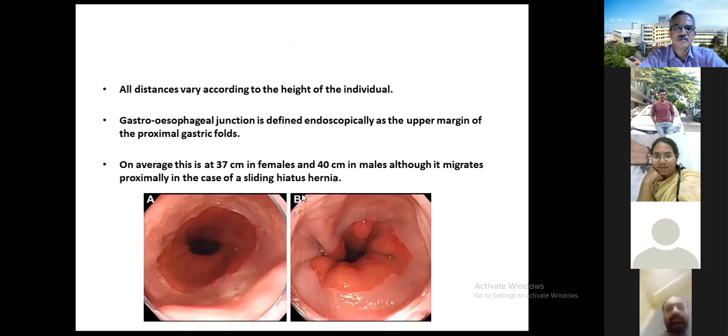All the distances that I mentioned in the earlier slide can vary with the height of the individual. The gastroesophageal junction is defined endoscopically as the upper margin of the proximal gastric fold, and the change in texture can be appreciated at the gastroesophageal junction. In this image, proximally we can see the pale mucosa and distally the salmon-colored mucosa, which is the columnar cells. This is a good landmark to identify the GE junction, along with the rugosity created by the stomach.